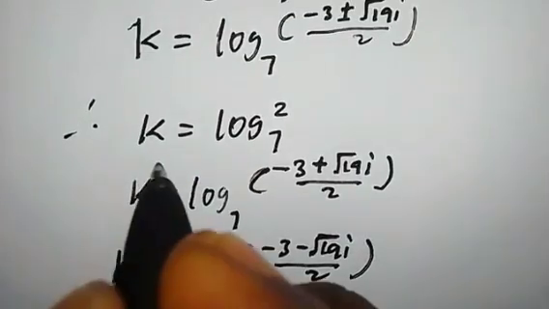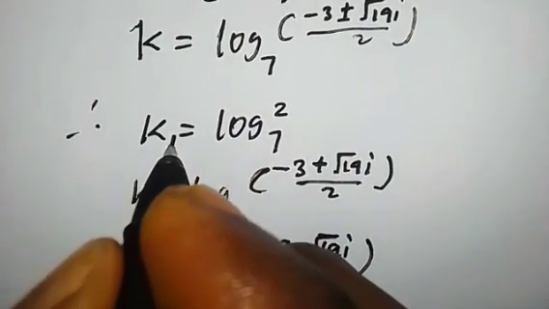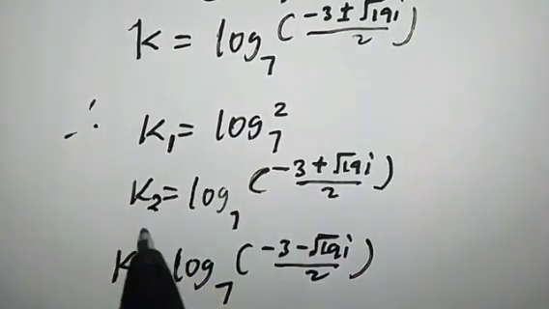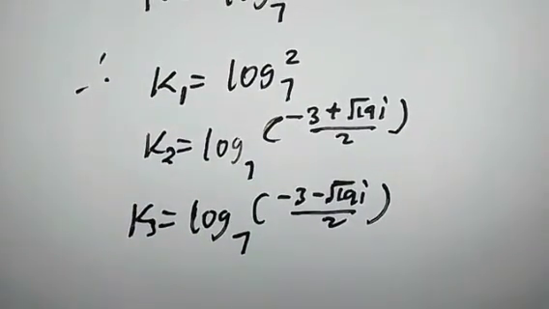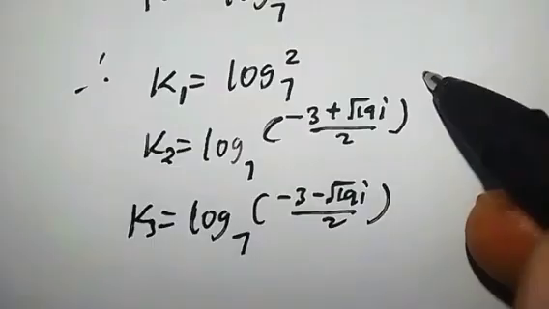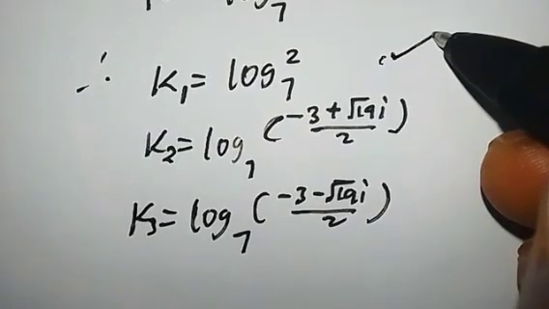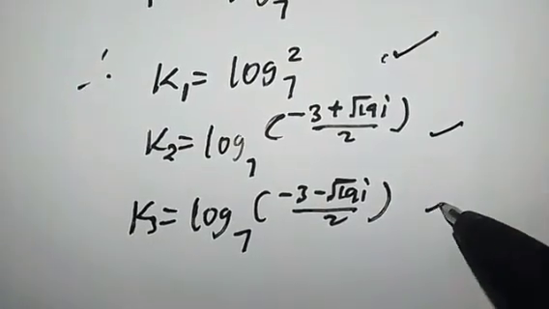Let us label this answer. This is k1, this is k2, while this is k3. You will see that we have three distinct solutions in total. One real solution and two complex solutions.